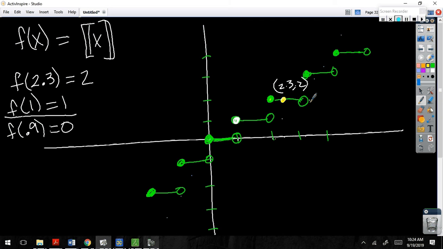This is what we call a parent graph. A parent graph is one that has no stretches, shrinks, shifts, anything on it, okay? If you think about a line, the parent line would be y equals x, okay? Then you start adjusting it from that. That's just a horizontal line like this, right? That's y equals x. From there, you can start adjusting the slope to where it starts moving like this.